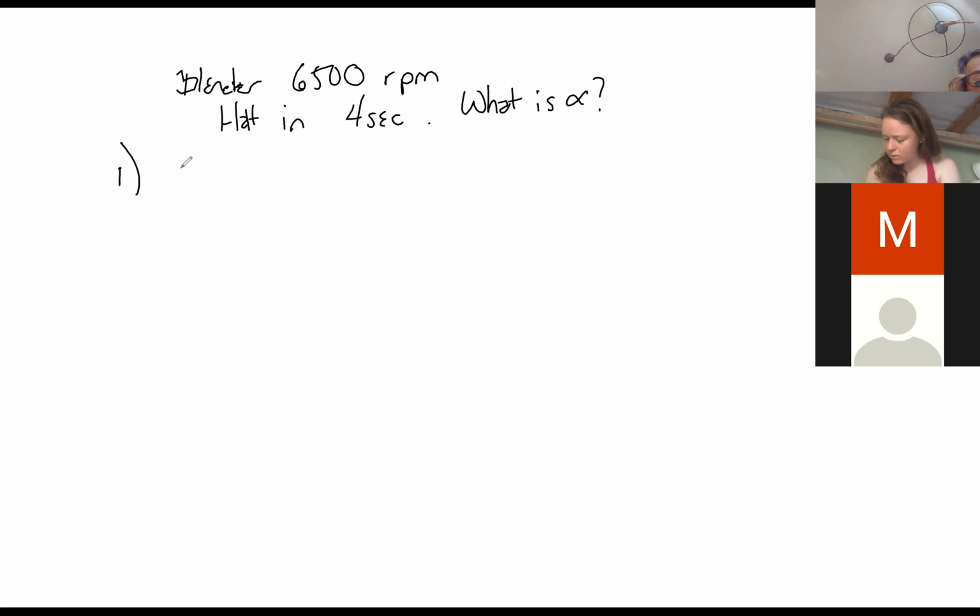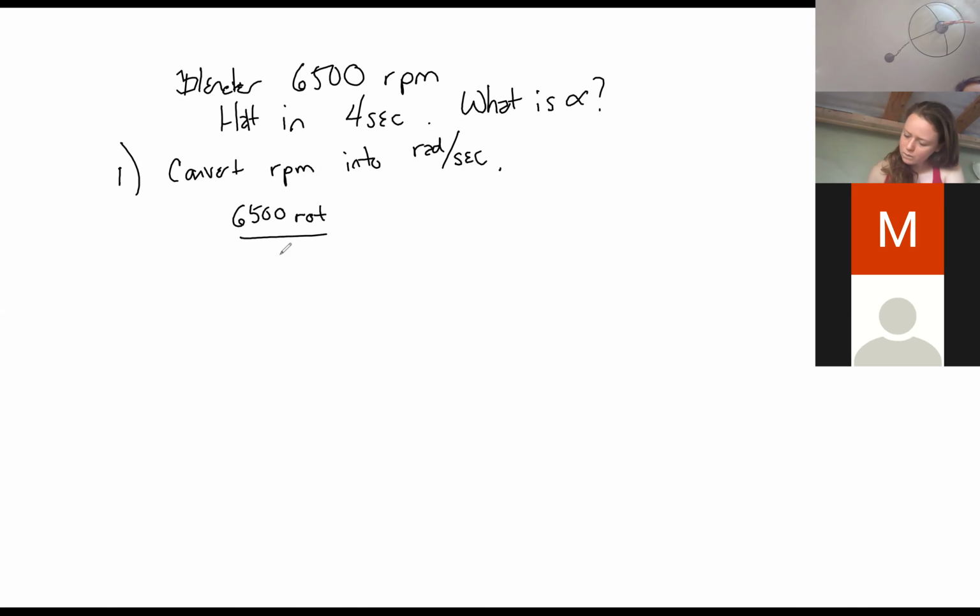The first thing we have to do is convert the RPM into radians per second. All right, so that's our first order of business here. And this is just a unit conversion. So we're going to remember that we have 2 pi radians in each rotation as we're doing this. So this is rotations per 1 minute. And we're going to be converting that over into radians per second. Okay, so we're trying to fill in this blank here.